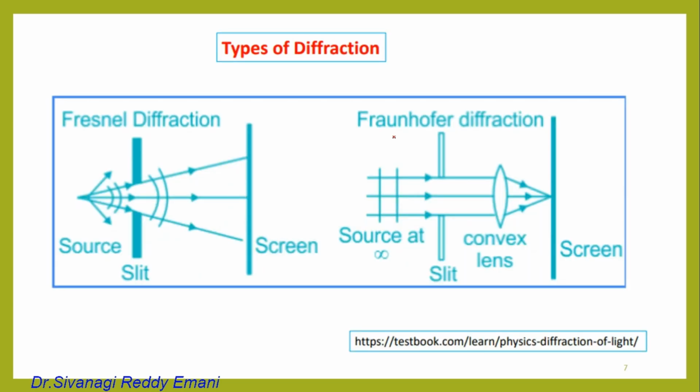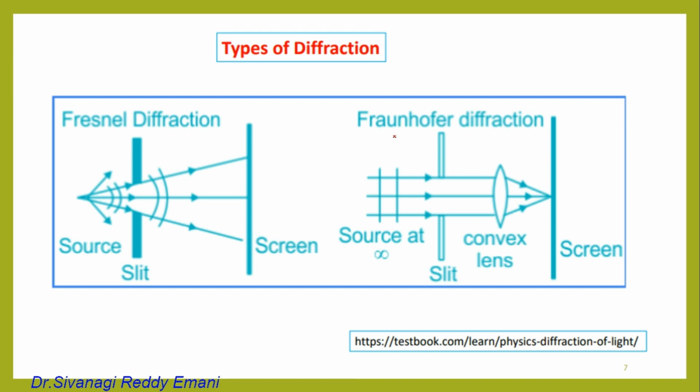Now when we come to the types of diffraction, we have basically two types. One is Fresnel diffraction, another one is Fraunhofer diffraction. From this figure we can understand the differences, where in Fresnel diffraction the source, slit, and screen are at a finite distance, whereas in Fraunhofer diffraction the source is at infinity and the slit and screen are near. Source will be at infinity.